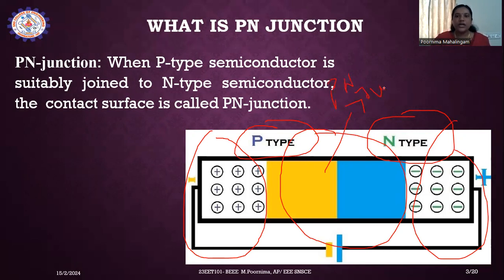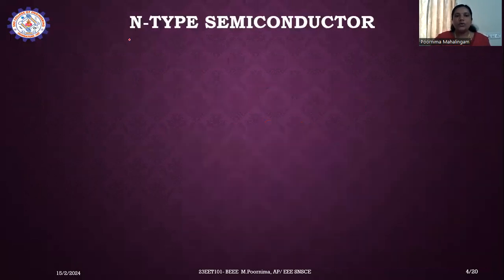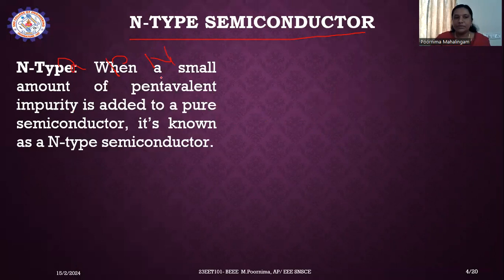Okay. Now, what do you mean by N-type semiconductors? Here we know that we have two types of semiconductors. One is P-type and the next one is N-type. Now we can see what an N-type semiconductor is. When a small amount of pentavalent impurities is added to a pure semiconductor, it is known as an N-type semiconductor. So here we are going with the pentavalent impurities.